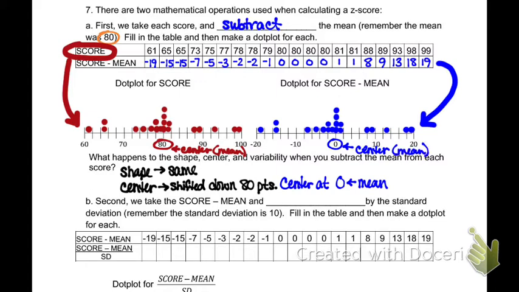We shifted it down 80 points. What about the variability? The spread. The same. It's the same. How could I check that? We could do IQR. What's another way I could check spread just like real quick here? We could look, yeah, we could calculate our standard deviation.